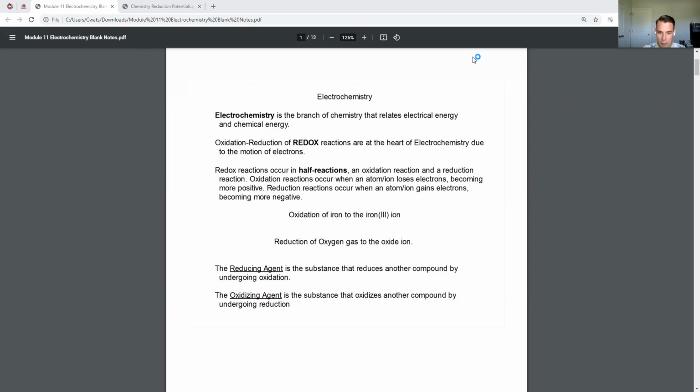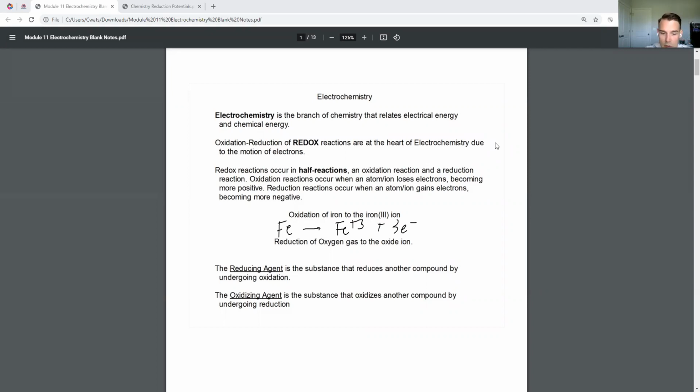Redox reactions occur in half reactions, an oxidation reaction and a reduction reaction. Oxidation occurs when an atom or ion loses electrons, becoming more positive. Reduction occurs when an atom or ion gains electrons and becomes more negative. For example, we've got two half reactions here: the oxidation of iron to the iron +3 ion. Iron oxidation is loss, so iron will lose 3 electrons to become the iron +3 ion. Reduction of oxygen gas to the oxide ion.